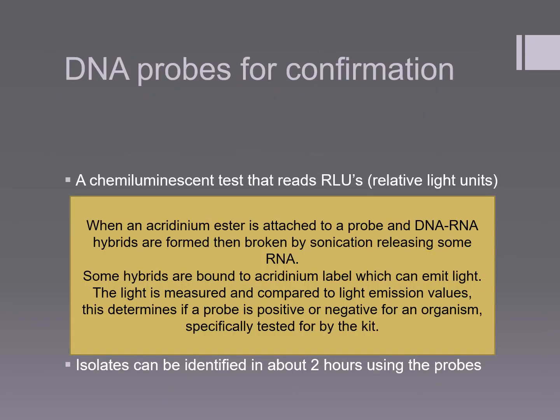One of the best ways that we can identify the genus and species of the Mycobacterium is by doing DNA probes. It's a little bit faster. This only takes a few hours to do as opposed to all those manual tests. This is a chemiluminescent test that reads relative light units.